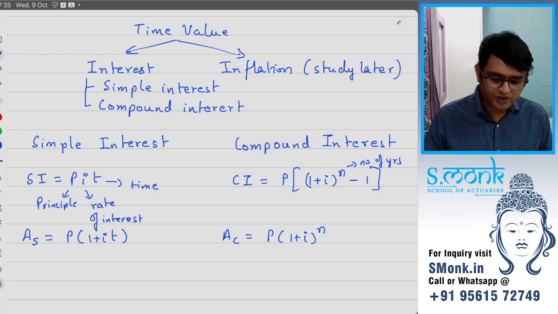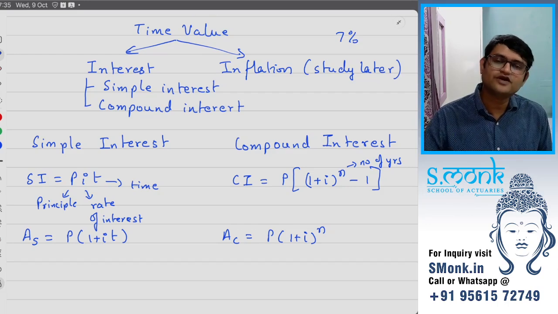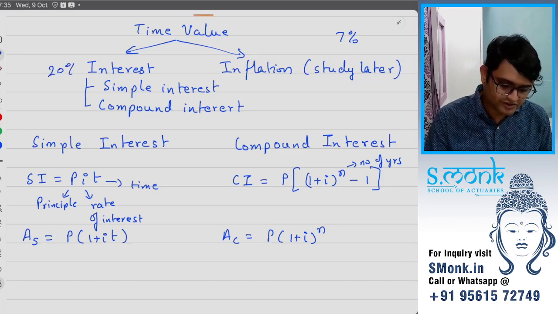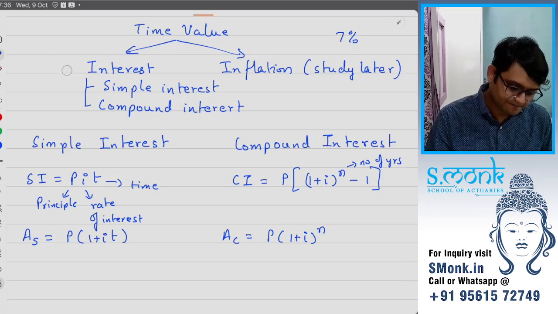Not really, because let's say inflation is 7% and you want to beat it with simple interest. What if I make the interest 20%? I'll definitely beat the inflation. Right? It's a man-made concept. Who is to say that I cannot make simple interest 20%? Maybe to earn more interest.